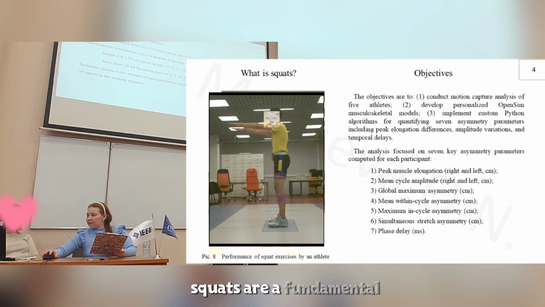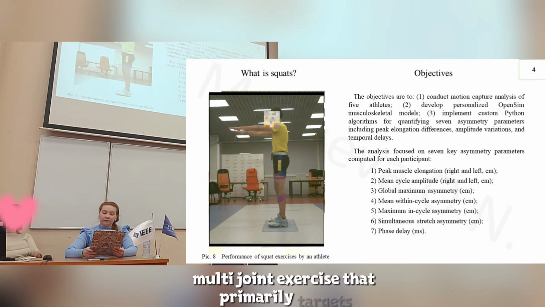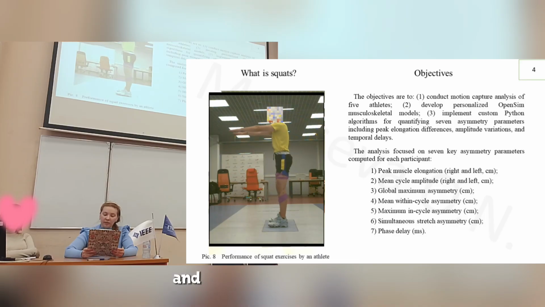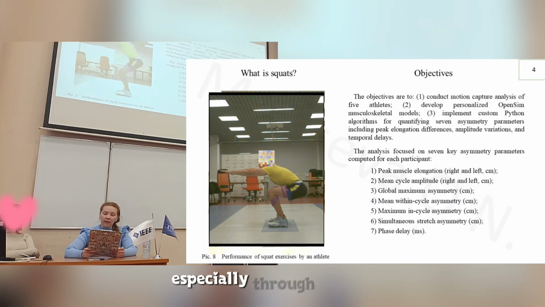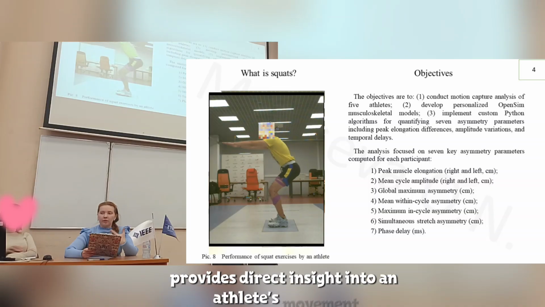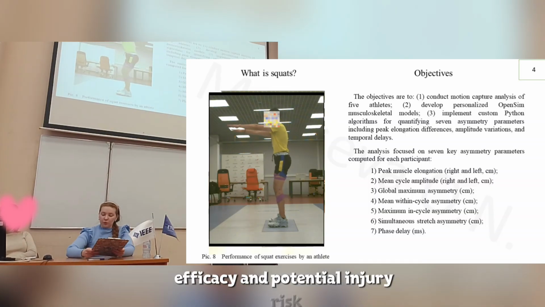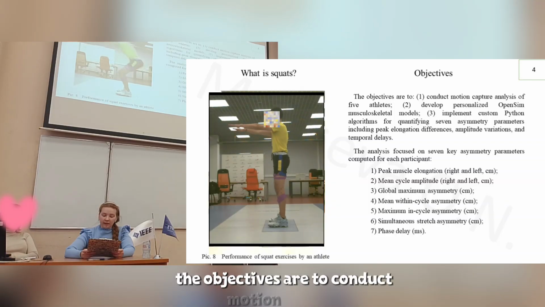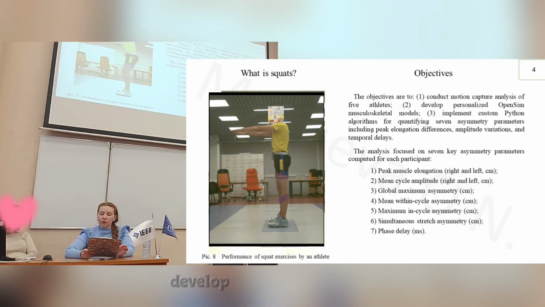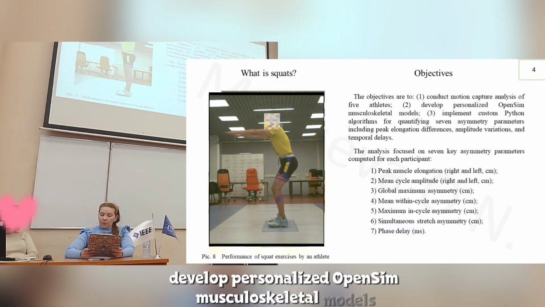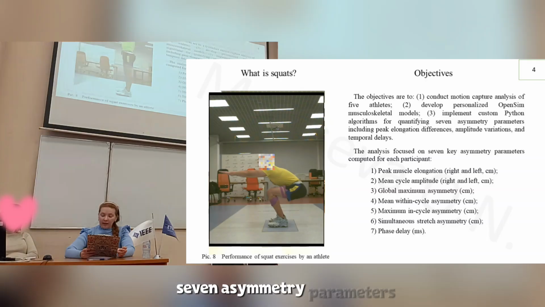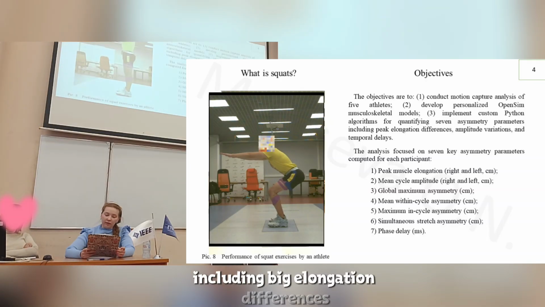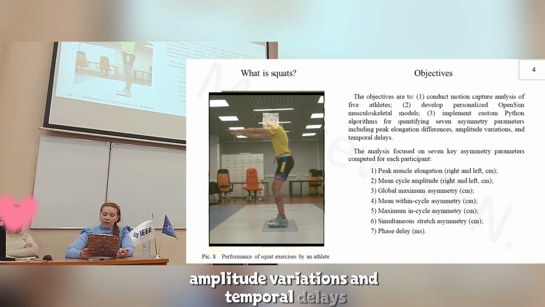Squats are a fundamental multi-joint exercise that primarily targets the lower body's kinetic chain, and analyzing the function of main muscles like rectus femoris, especially through the lens of bilateral asymmetry, provides direct insight into an athlete's movement efficacy and potential injury risk. The objectives are to conduct motion capture analysis of 5 athletes, develop personalized OpenSim musculoskeletal models, and implement custom Python algorithms for quantifying 7 asymmetry parameters, including peak elongation differences, amplitude variations, and temporal delays.